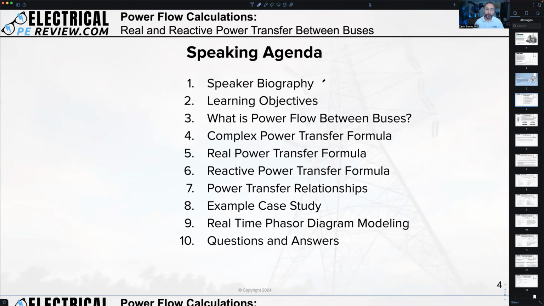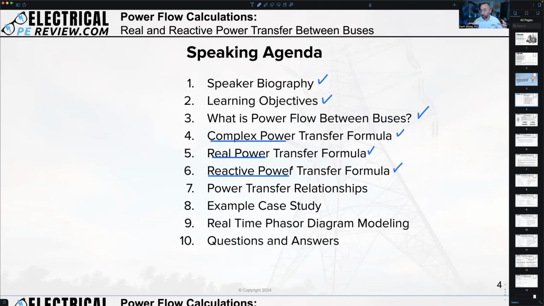So agenda today, quick speaker bio, that's me. We'll talk about the 3 learning objectives for the seminar. Brief description on just what the heck is power flow between buses, power flow or power transfer, same thing. After that, we're gonna do some math today. Don't feel like you got to memorize this. We're gonna go a little quick on it just because of time constraints, but we're gonna specifically derive the power transfer formula for complex power, for real power in watts, and for reactive power in VARs.